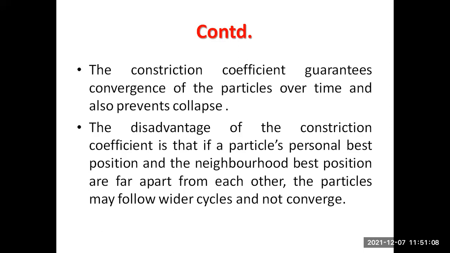So this is one disadvantage of this constriction factor approach. If the particle's personal best position and the neighborhood best position, that means the group best, are far apart, that means they are located far away. So it may take a number of cycles to converge. It requires more cycles and computational time will be more. And finally, it may so happen that the particles will not converge at all. So this is the disadvantage of this particular technique.